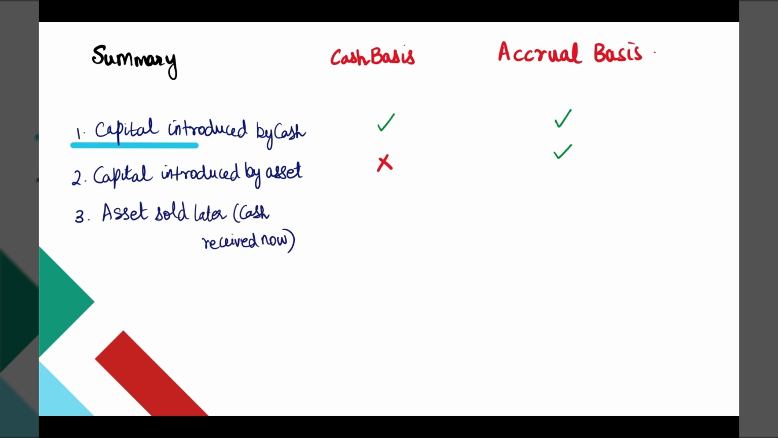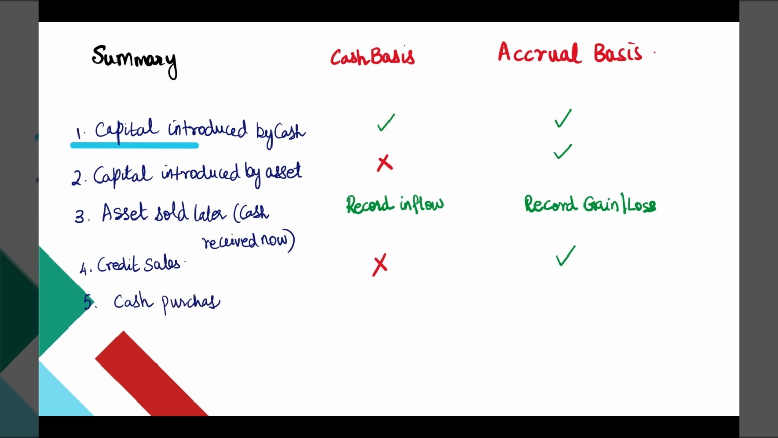Next, asset sold later but cash is received now. The total amount, whatever is the inflow, is accounted in the cash basis, whereas in accrual basis the gain or loss is recorded after considering the cost. When it comes to credit sale, how about in cash basis? It is not covered in the cash basis of accounting, whereas credit sales are accounted in the accrual basis of accounting. How about cash purchase? It is accounted in cash basis and of course in the accrual basis of accounting.